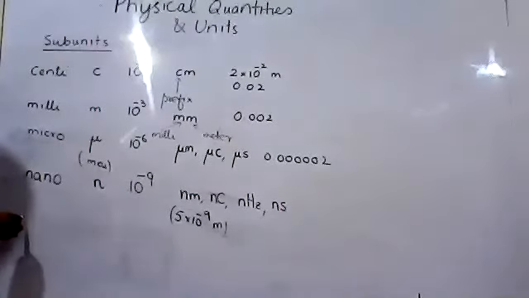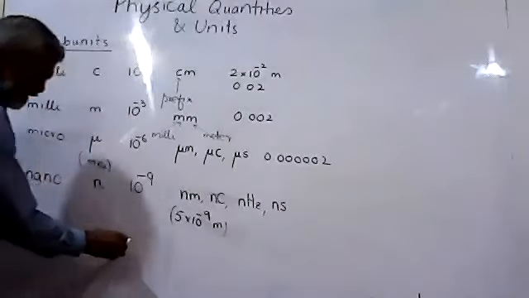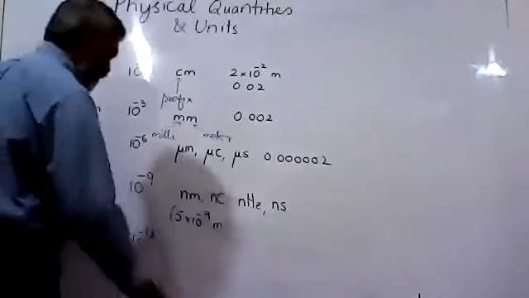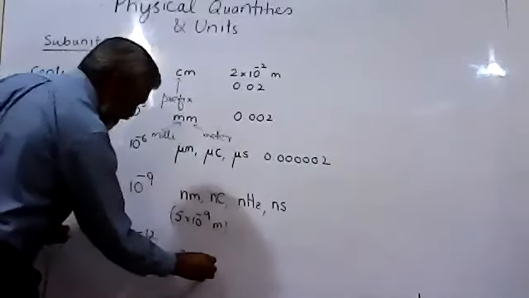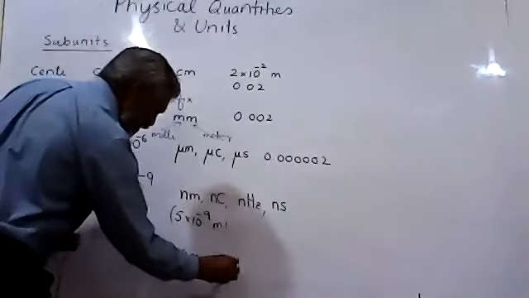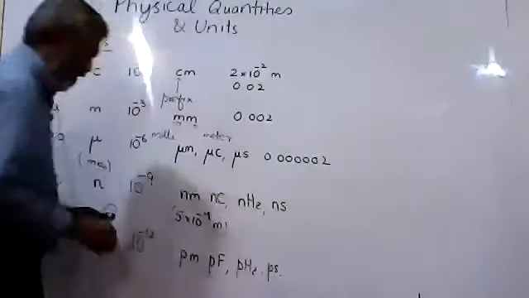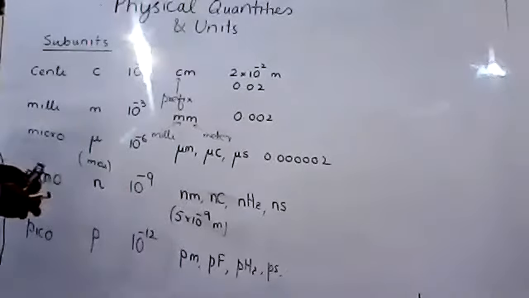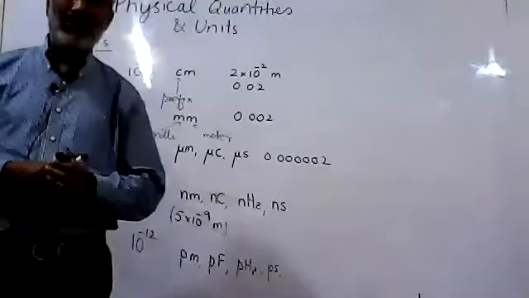And finally, after nano, we have pico, and pico is small p, which is 10 raised to minus 12. And this could be picometer, picofarad, picohertz, picosecond, and so on. So this is one set of units which are used to express very, very small quantities.